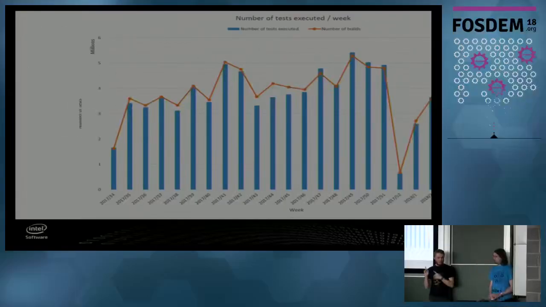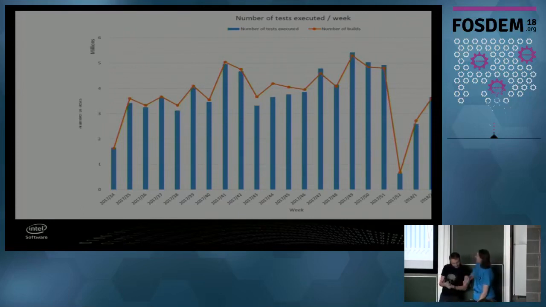And this game is called Spot the Holiday Week. So yeah, Christmas. But we can see that we execute quite a lot of tests. On the left side, it's millions of tests executed, and it went up to 5.5 million a bit before Christmas. And on the other side, it's our number of builds made per week, up to 400.